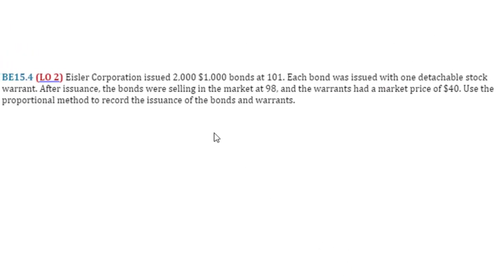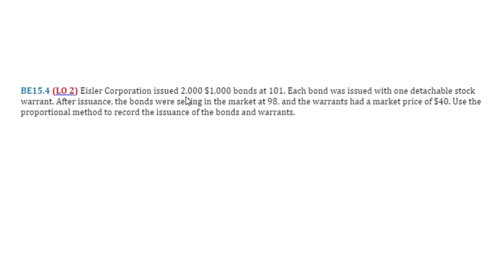Let's look at the problem. Eisler Corporation issued $1,000 bonds at 101%. Each bond was issued with a detachable stock warrant. So that's how much they were issued for. After the issue, the bonds were selling at a market of 98. So that's the market amount we're going to use for the calculation. And the warrants were separately being sold at 40. So there's our market value of the warrants.